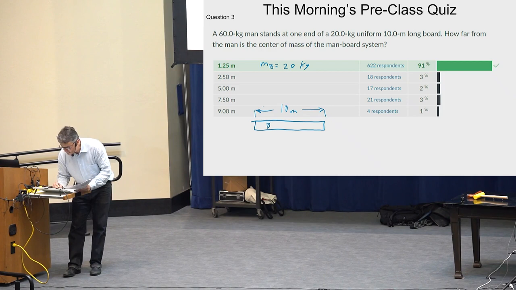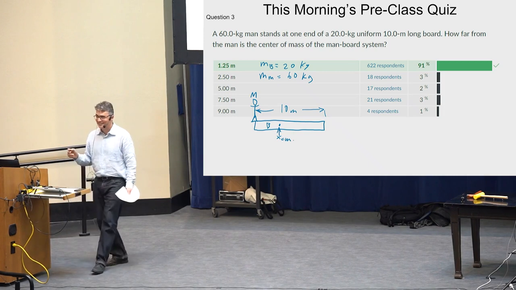How far from the man is the center? So let's put a man here standing at one end. The mass of the man is M = 60 kilograms. So how far from the man is the center of mass of the board system? There's going to be somewhere here the X center of mass, right? What's the first step?